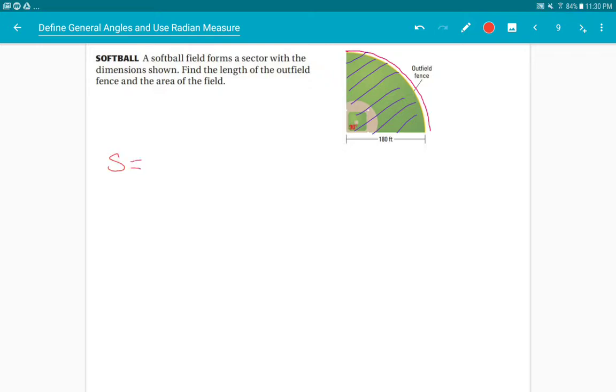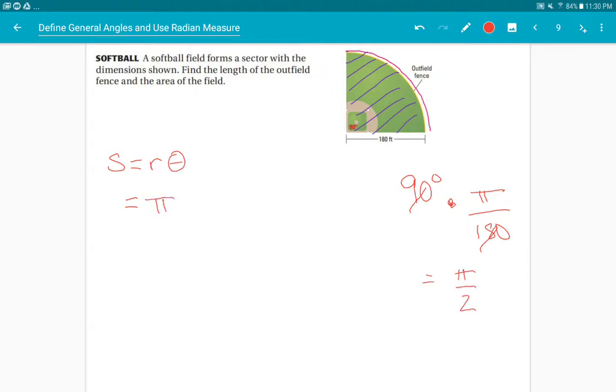So I know arc length is S equals r theta. So what is the radian? We have a 90-degree angle here, in degrees. I need to convert that into radians first. So that's going to be times pi over 180. So that's going to give me pi over 2.